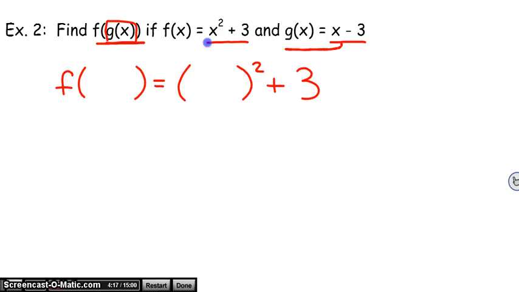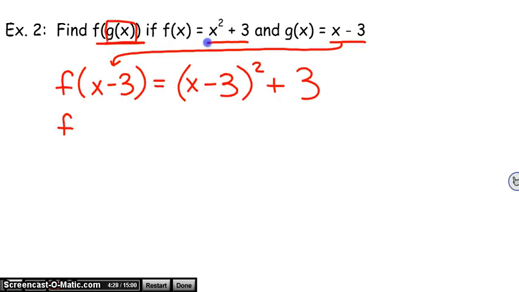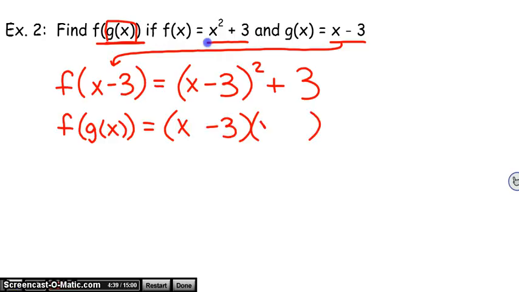And so g of x is x minus 3, and that's what I'm going to replace in both of those places, is that other function. A function within a function. And then you should simplify that expression. So f of g of x is equal to, and then the simplifying for this one, x minus 3 squared means x minus 3 times x minus 3. Don't forget that 3 on the end. And then we'll have to distribute to simplify.